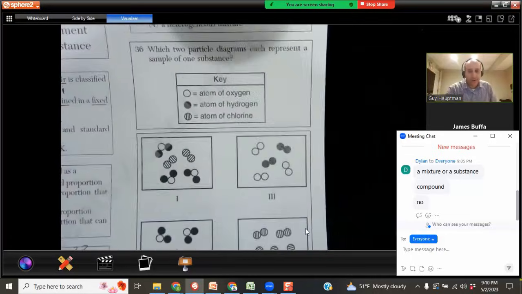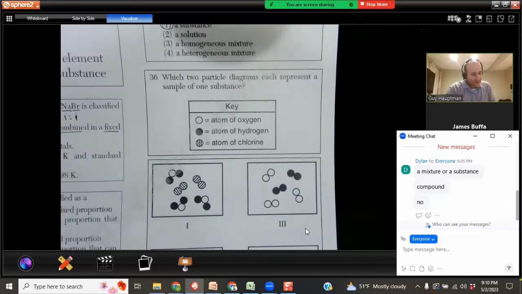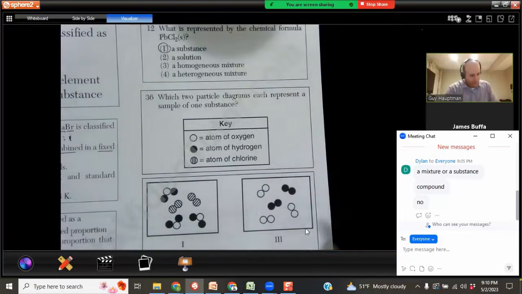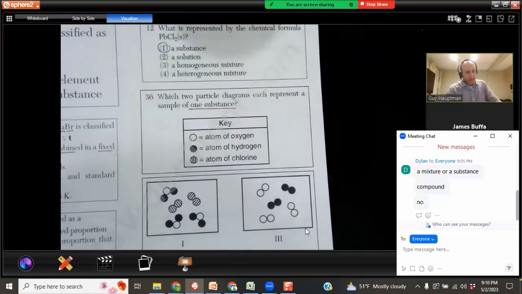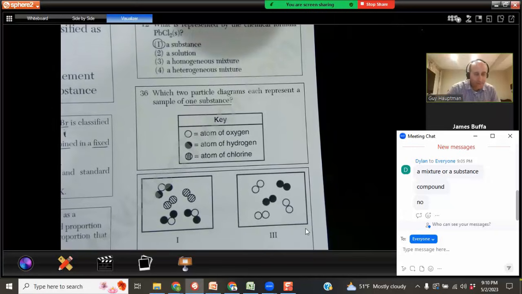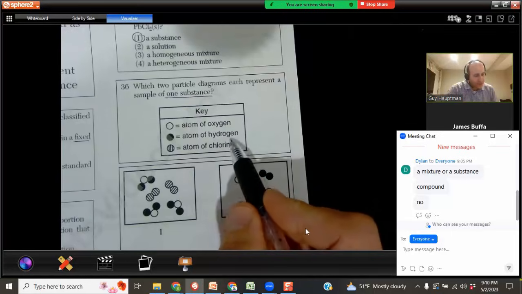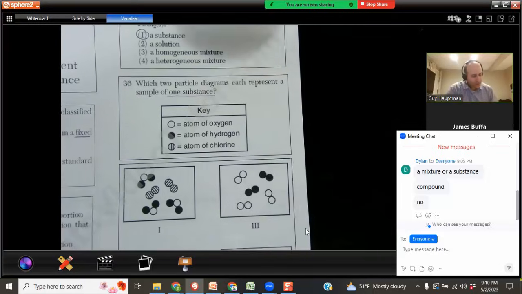Let's go to question 36. Now we have a different perspective here on matter, which deals with particle diagrams. We have a particle diagram with a key here, and we're looking for a sample of one substance. So again, we're looking for an element or a compound. And these are all elements here: you have oxygen, hydrogen, chlorine. A lot of students get confused with this, so hopefully I can clarify it here.